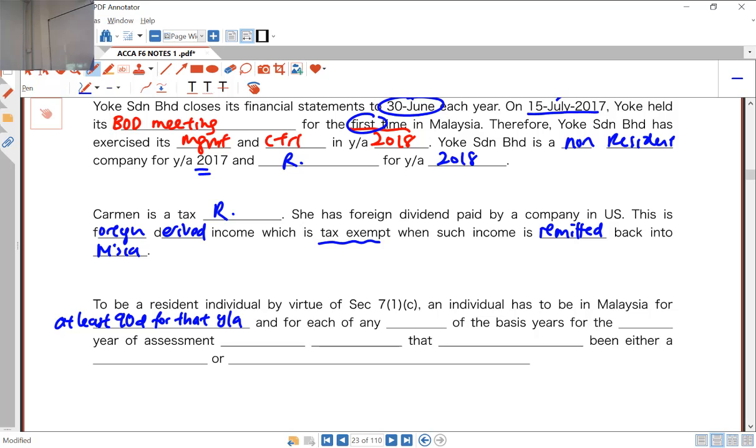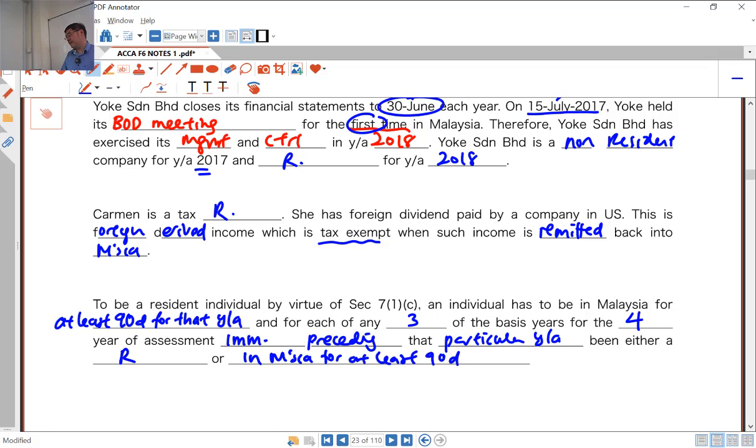Okay, so for each of any of the 3 of the basis years for the 4 years of assessment immediately preceding that particular year of assessment. So the phrase is the 3 out of 4 years immediately preceding that particular YA, been either a resident or in Malaysia for at least 90 days.